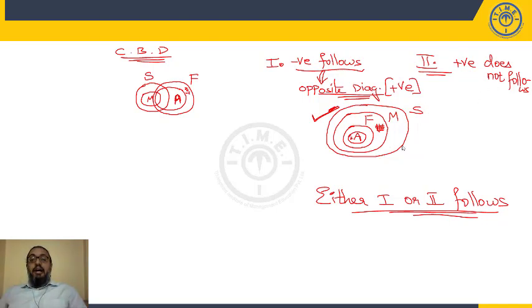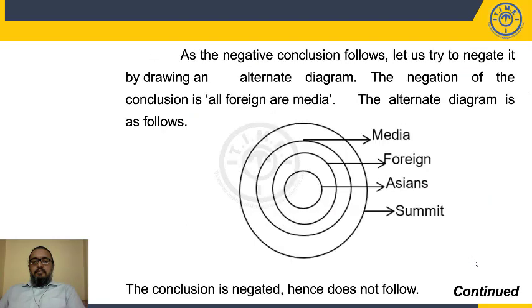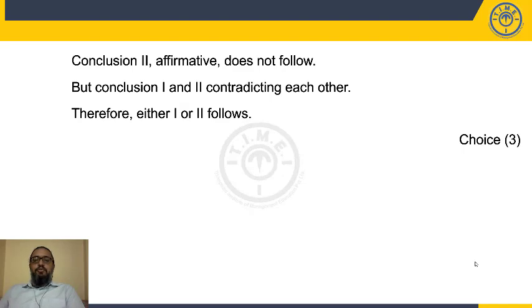So we give either one or two because in the combined basic diagram, the negative follows, the positive does not follow. And in the complementary diagram, the positive follows, the negative doesn't. So they are contradicting each other. That is why we give the answer as either one or two follows. So it is the third option, choice 3 is the answer. Understood the point here? Yes, so either one or two follows.